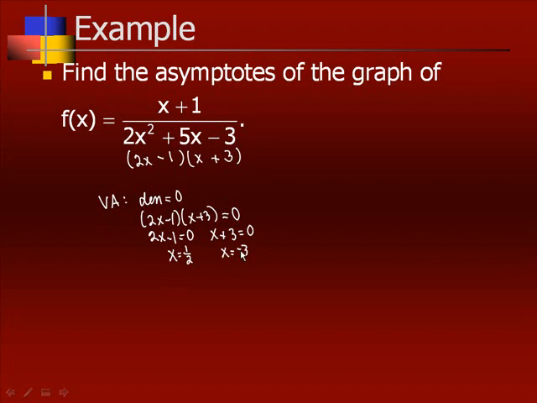In terms of the horizontal asymptote, if the degree of the numerator is less than the degree of the denominator, which, remember, degree is the highest power. So this is degree 1, this is degree 2. So the horizontal asymptote, if the numerator degree is less than the denominator degree, is y equals 0.